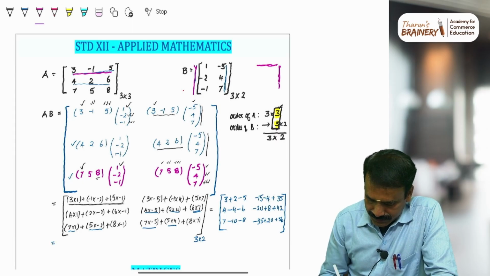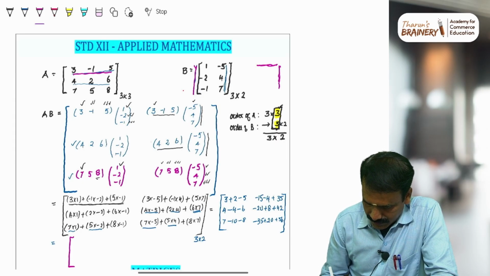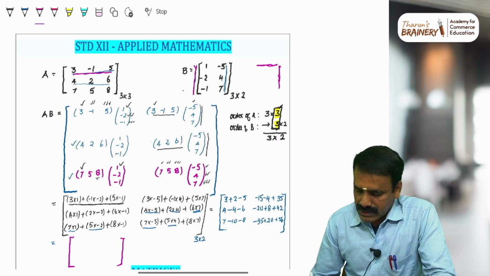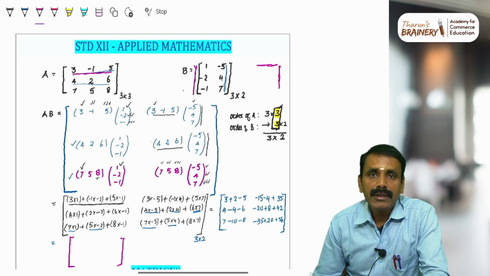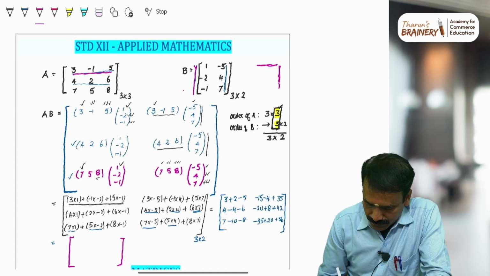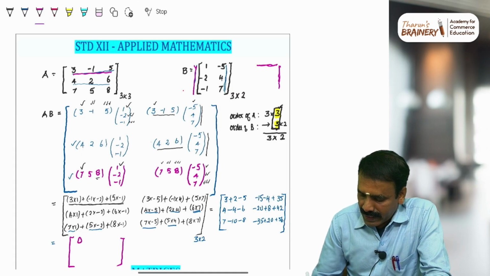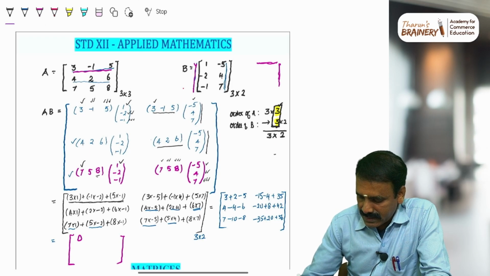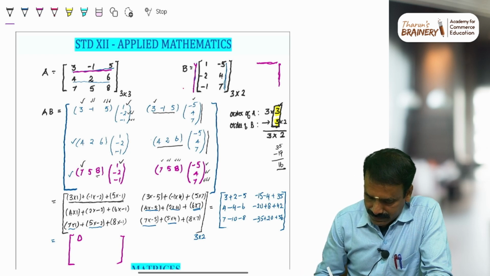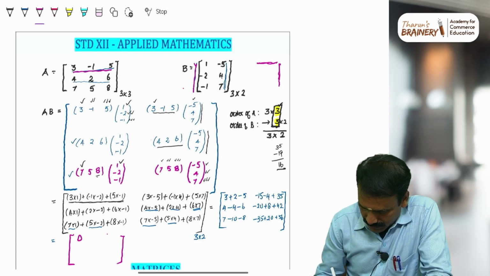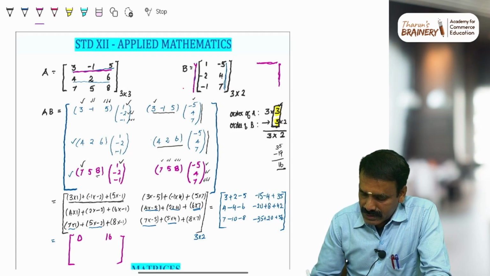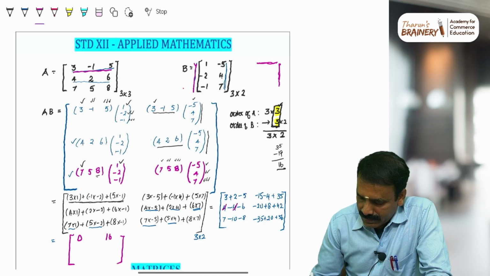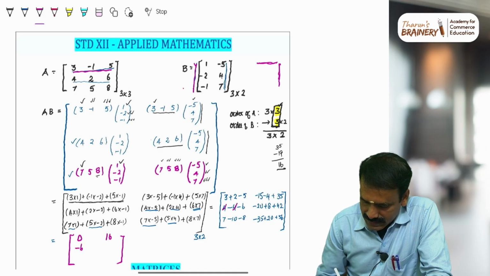I simplify further. How to simplify 3 plus 2 minus 5? 3 plus 2 is 5, 5 minus 5 is 0. What about this one? Minus 15 minus 4. It is going to be minus 19, but the plus 35. So plus 35 minus 19. The answer is going to be plus 16. What about this one? Here 4 and minus 4 can be cancelled. So the result is going to be minus 6.